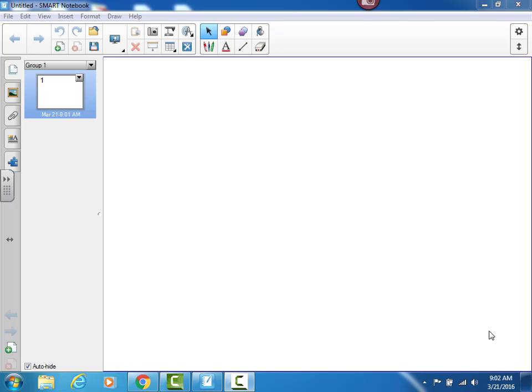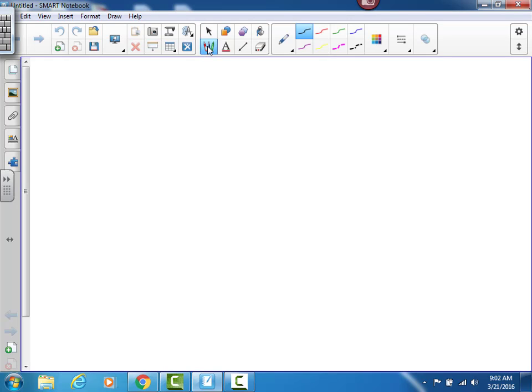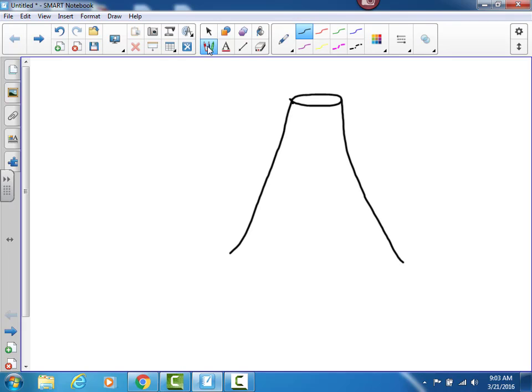So first, we need to draw just a basic, generic volcano. So we know that that means we need a pen. There we go. And we need a cone with a crater. And down the other side. We're going to add a little bit to this so that we can put in some of our plutonic structures.